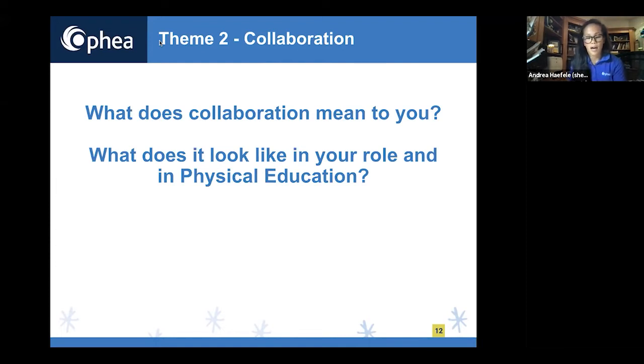And Aneka, I'm sure you can jump in right now just to share your perspective as a child and youth worker in regards to what does collaboration look like in your role? And also the second part of the question, what does it look like in physical education?